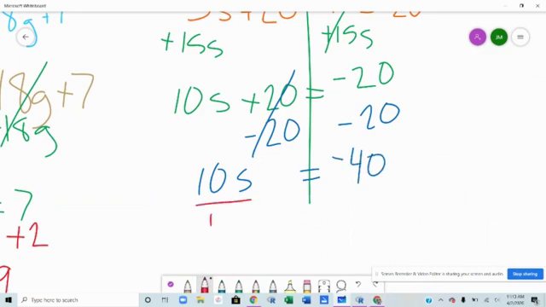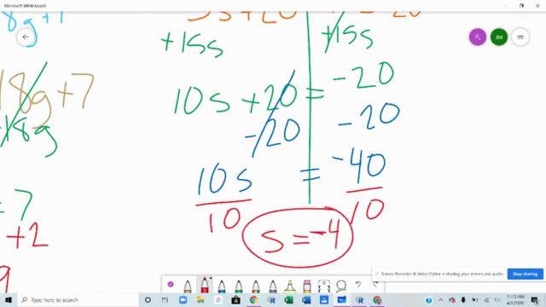And then you have that 10 in the front of your s that you need to get rid of by dividing. Negative 40 divided by 10 is negative 4. S equals negative 4.